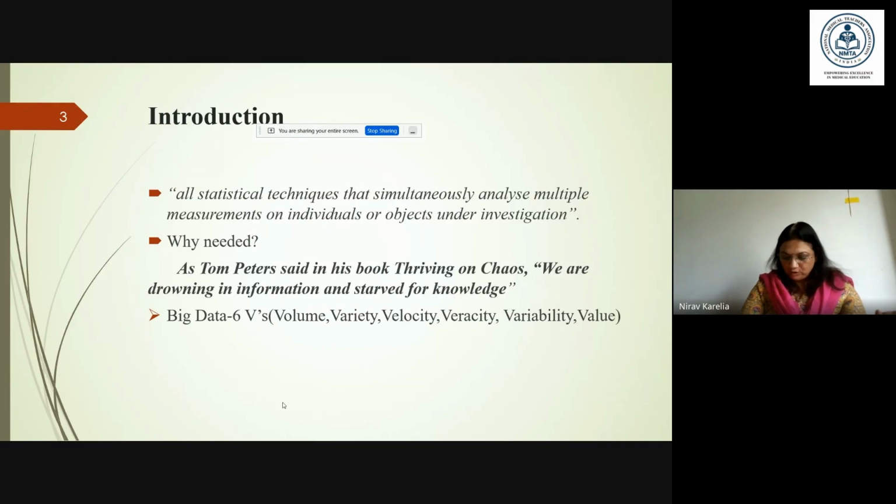Then we come to the velocity. Velocity, in terms of online survey platforms, is available. There are different online tools available.